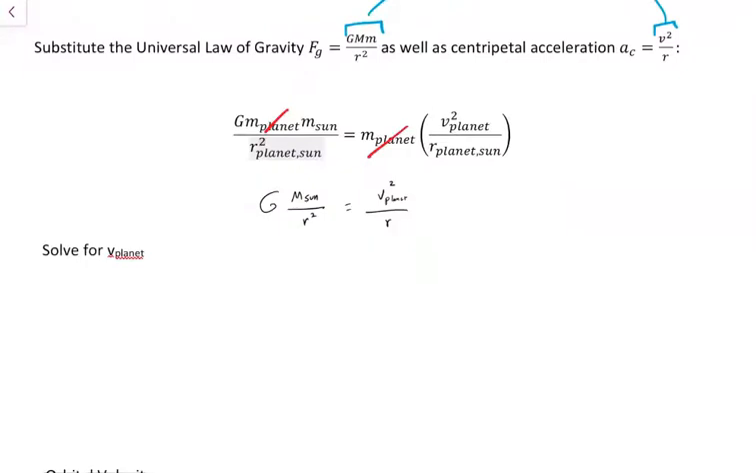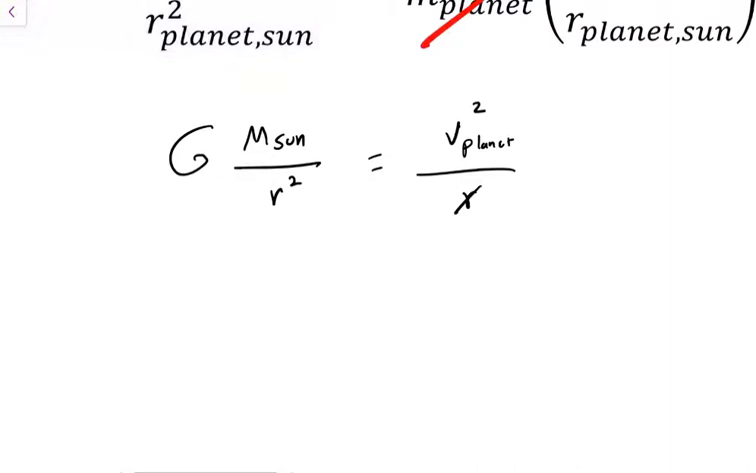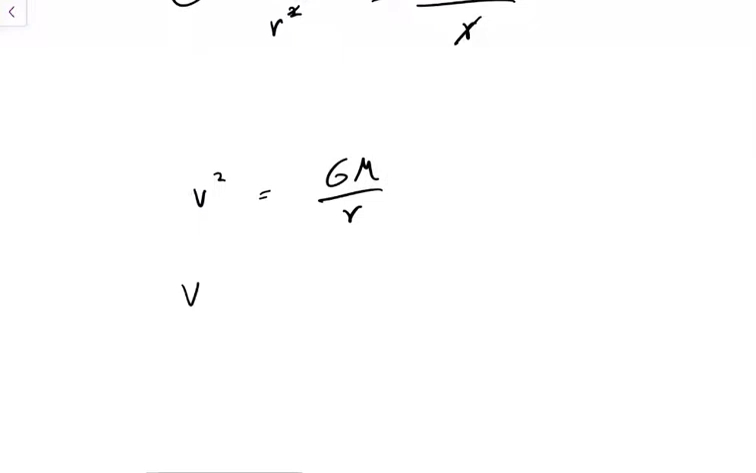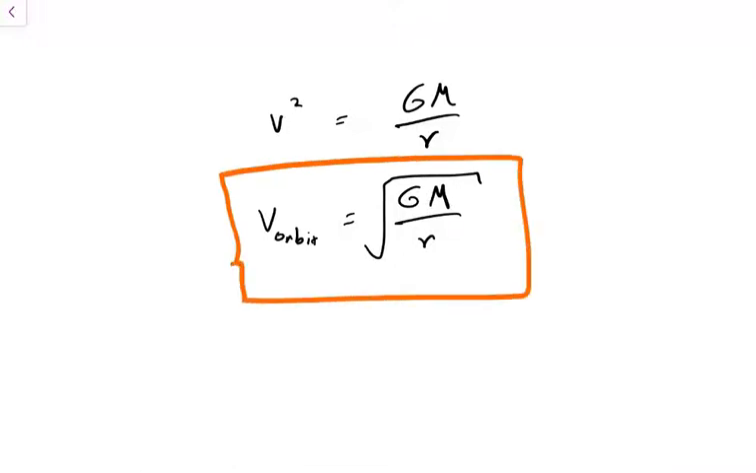So let's solve for v of the planet. Well, I can continue doing some cancellation. I can cancel out one of these r's with the 2 right there, and I end up with v squared equal to GM over r, and then my v is equal to the square root of GM over r. And this is equal to our orbital velocity.